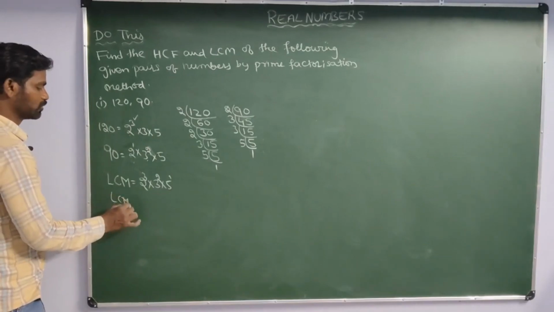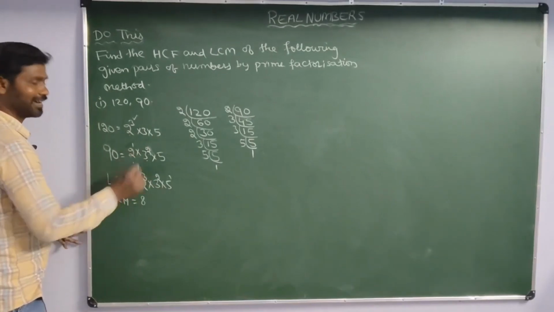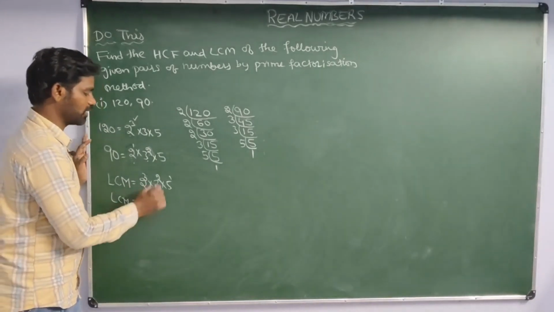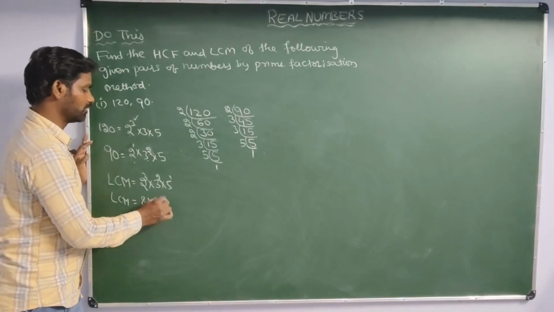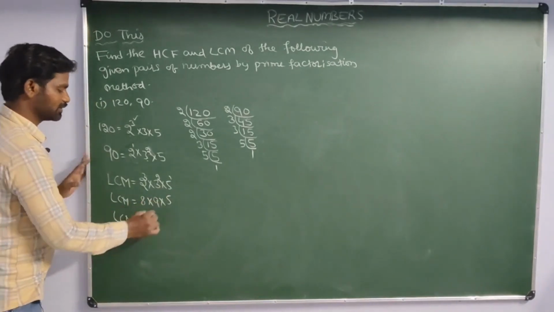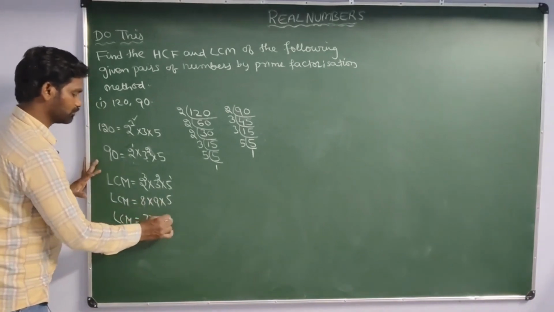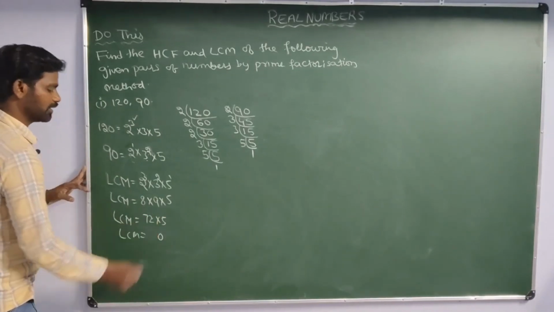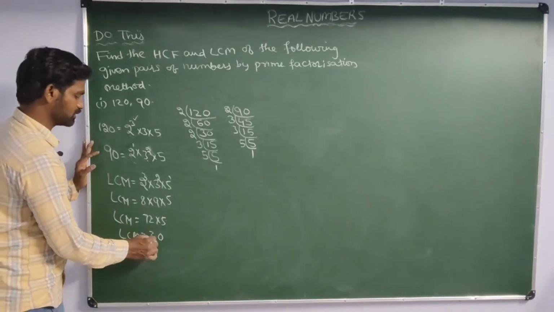Then LCM is equal to 2 cube, which is nothing but 8. 2 into 2 into 2. 2 2s are 4, 4 2s are 8, into 3 square. 3 into 3 is 9, into 5. Now multiply individually: 8 9s are 72, into 5. 5 2s are 10, 5 7s are 35, plus 1, it is 36.